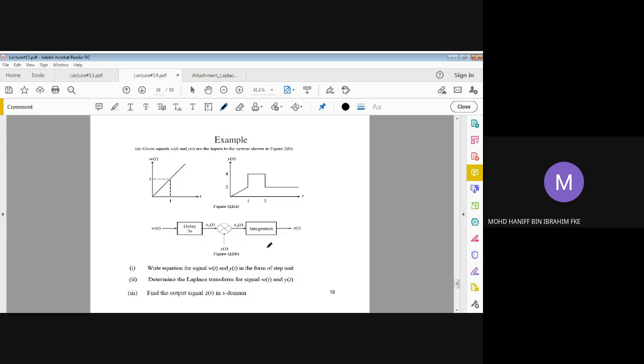But for w(t), we need to write it because it will be used later on. Based on this, in the time domain, w(t) shall be equal to 3t of u(t). So w(t) will be 3t multiplied with u(t).